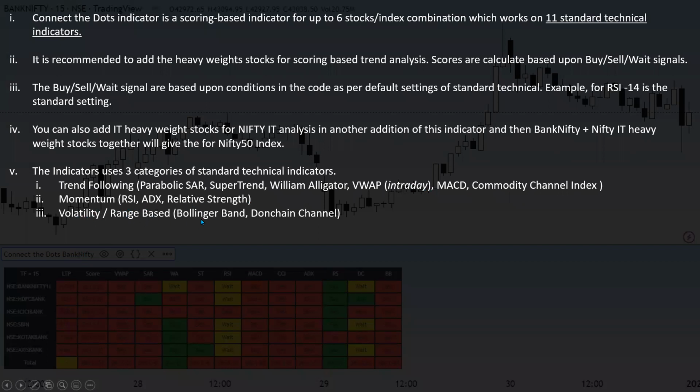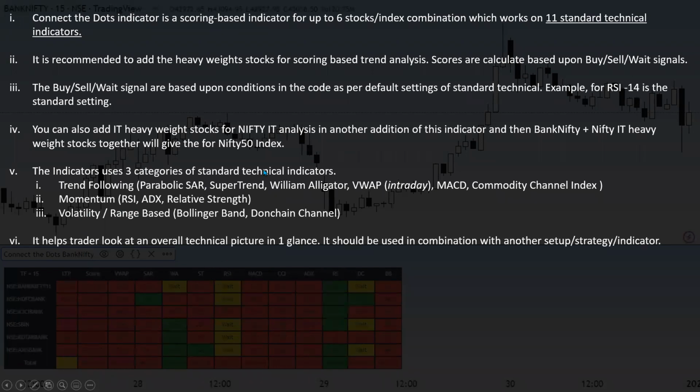Then volatility और range वाले हैं. Bollinger Band में हमें narrow हो जाता है Bollinger Band या बहुत wide Bollinger Band होता है तो वो volatility या range बताता है. Donchian channels वो बताता है 20 days के lows पे या 20 days का high पे plotting होता रहता है उसका. So there are certain categories and all different categories have been taken into the master indicator. Okay. It helps traders look at the overall technical picture in one glance. It should be used in combination with another setup or a strategy. इसको standalone नहीं use करना है and इसको option buying में better काम करता है ये जितना मैंने इसको test किया है ये scoring को.